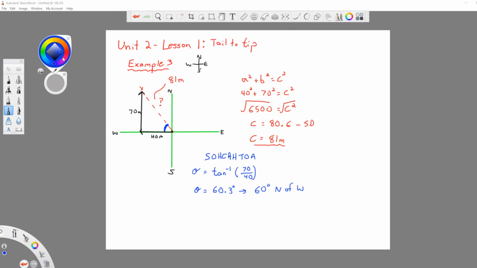So our final answer, maybe I'll underline that really quick, that we want to write here is going to be 81 meters, 60 degrees north of west.